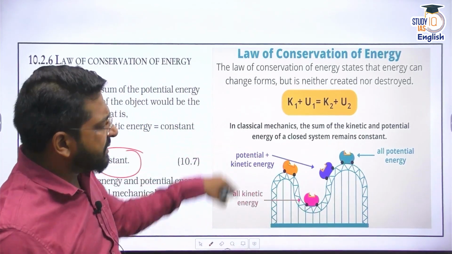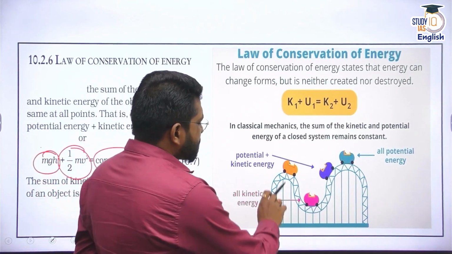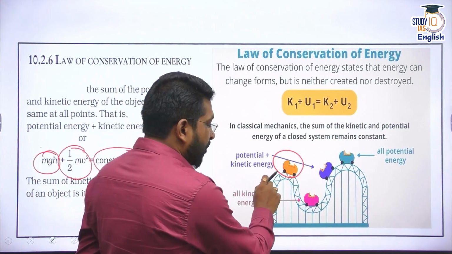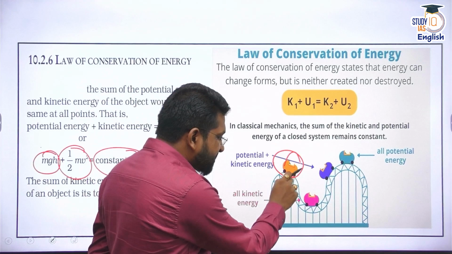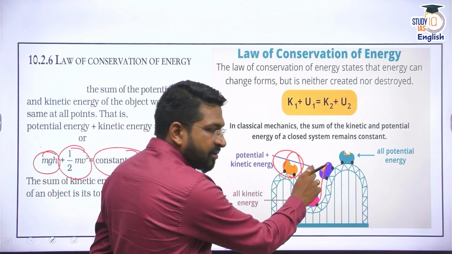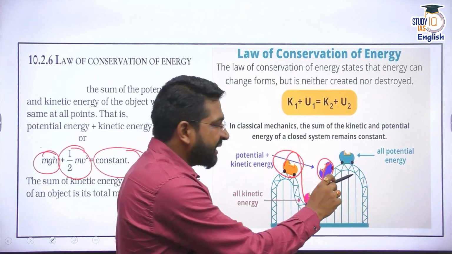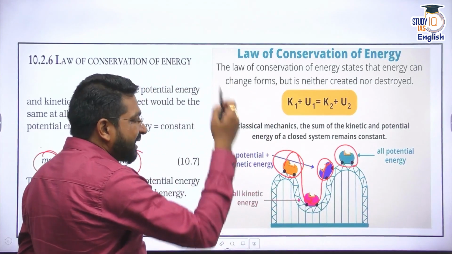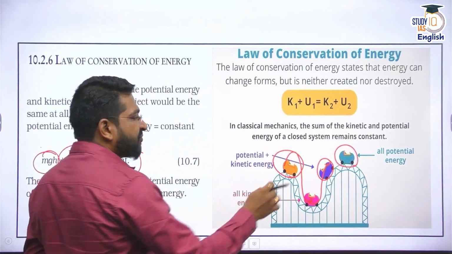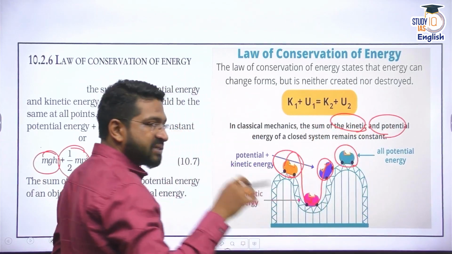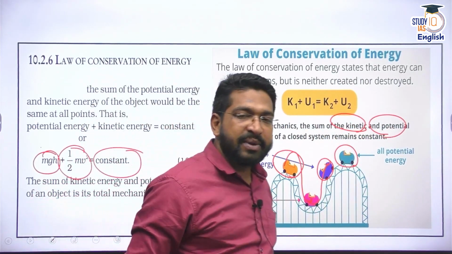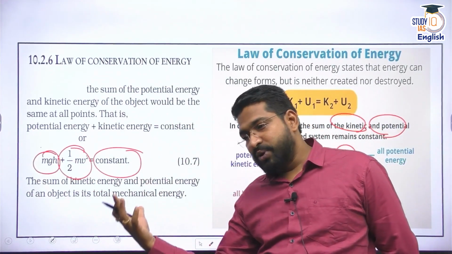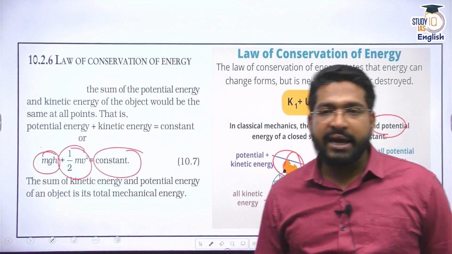For example, look at this roller coaster. This particular body here has potential energy plus kinetic energy. Now it has potential energy here. This potential energy is transferred into kinetic energy. It reaches here. Right now here it has potential energy and kinetic energy, but as soon as it reaches the top, again potential energy. That means for any system in classical mechanics, the sum of kinetic energy and potential energy of any closed system always remains constant. Energy can neither be created nor destroyed. Simply one form of energy is transferred into another form. That's the law of conservation of energy.